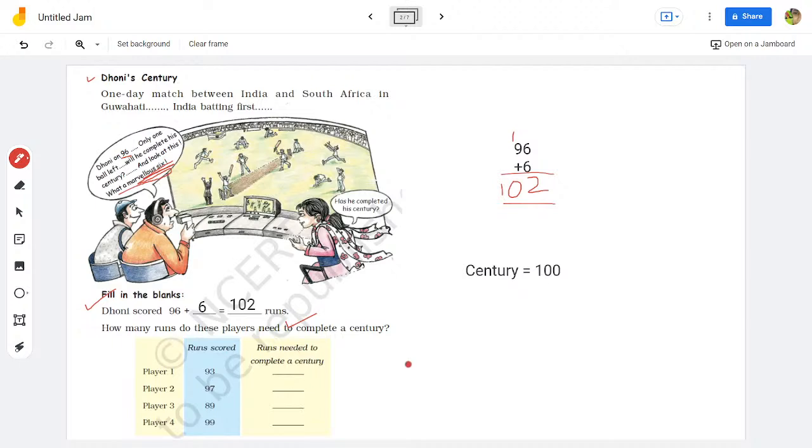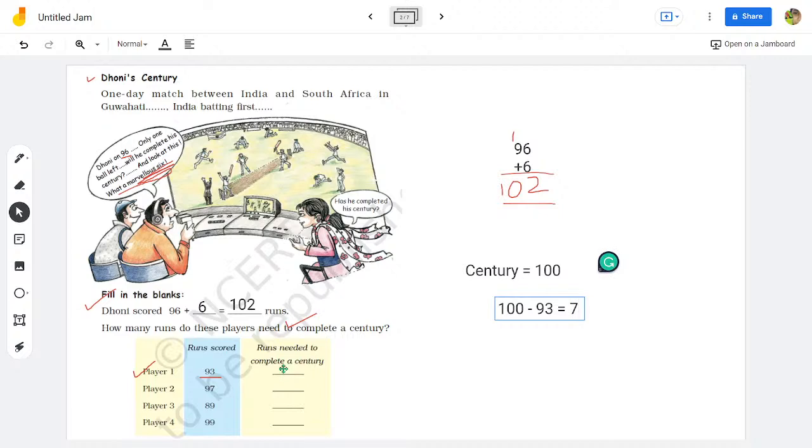Okay, now the next question says that we have to make these players complete their century. We have to write how many runs they need in order to complete a century. So we have player 1 who has scored 93 runs and he needs to complete his century. So what do you think? How many more runs will he need to complete the century? So here also we can do 100 take away 93. If we do 100 minus 93, we would get the number of runs this player will need in order to complete the century, that is 100 runs. So 100 minus 93 is 7.